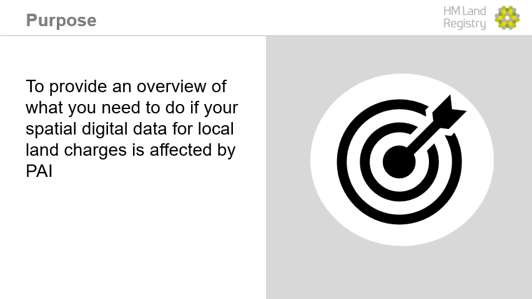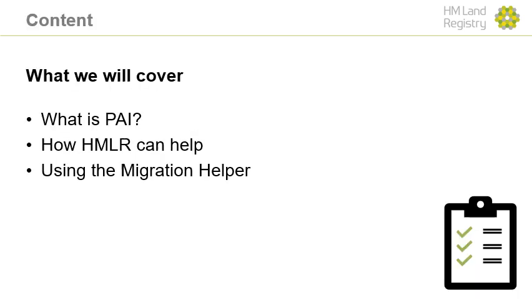The aim of this video is to provide you with an overview of what you need to do if your spatial digital data is affected by positional accuracy issues. We'll be covering off what is PAI, how HMLR can help to identify fixes, and how you can use the HMLR Migration Helper tool for this fix.